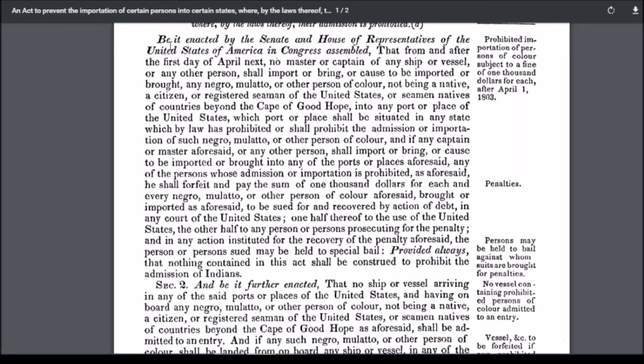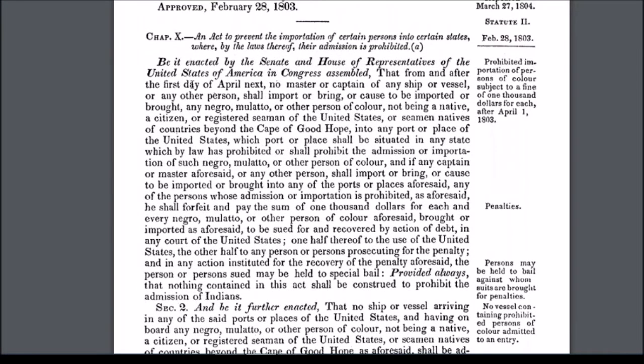But Section 1 says, be it enacted by the Senate and House of Representatives of the United States of America and Congress assembled, that from and after the first day of April next, which is April 1st of this year, 1803, no master or captain of any ship or vessel or any other person shall import or bring or cause to be imported or brought any Negro, mulatto, or other person of color.